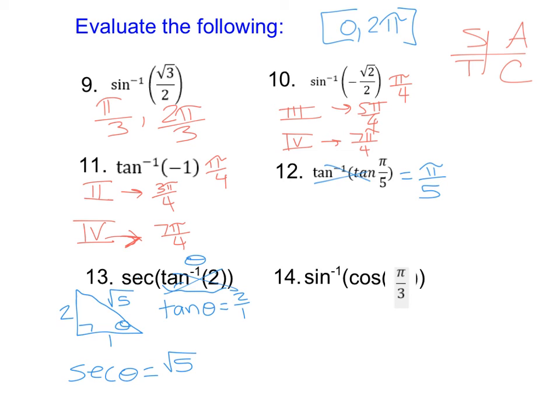All right, next one. Inverse sine, cosine of pi over 3 is 1/2. When is sine equal to 1/2? That is pi over 6.